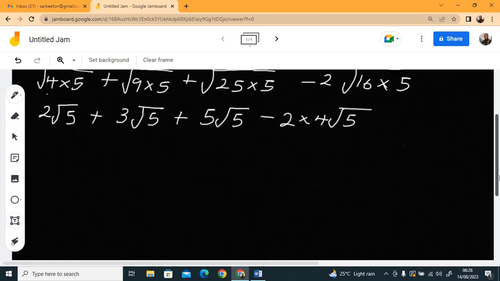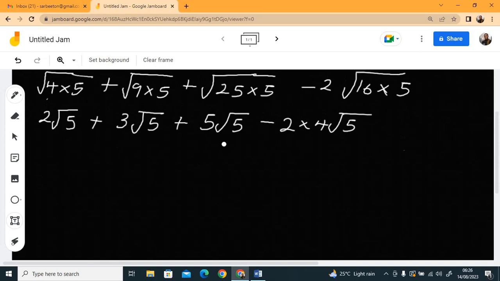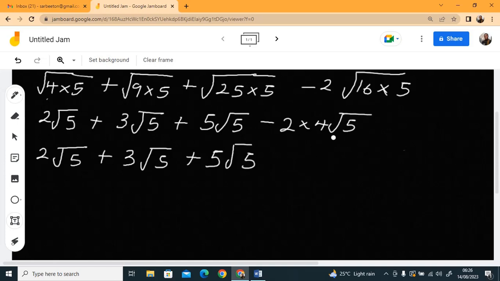Continue. Now this is what you have. So what you're going to do now is make this one the way the others are. So this is going to be 2 root 5 plus 3 root 5 plus 5 root 5 minus 2 times 4, which is minus 8 root 5. So let's add them up. 2 plus 3, when you look at the number at the front, add them up, because all of them have root 5.